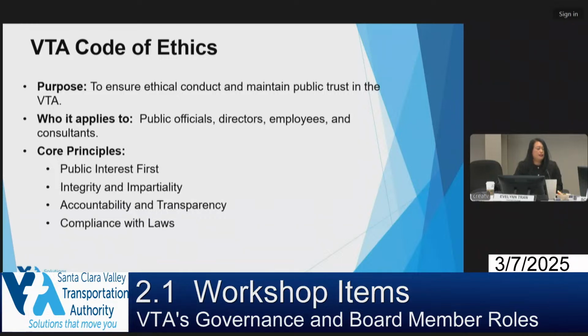It applies to the directors, designated employees who file Form 700, so all of the executives here are designated employees, and consultants who make or participate in the making of governmental decisions. And those core principles are the four set forth here, and really it is to avoid conflicts of interest, ensure that the public and the community benefit from these decisions, and that the decisions are made in a public and transparent manner and compliant with the laws. Next slide.